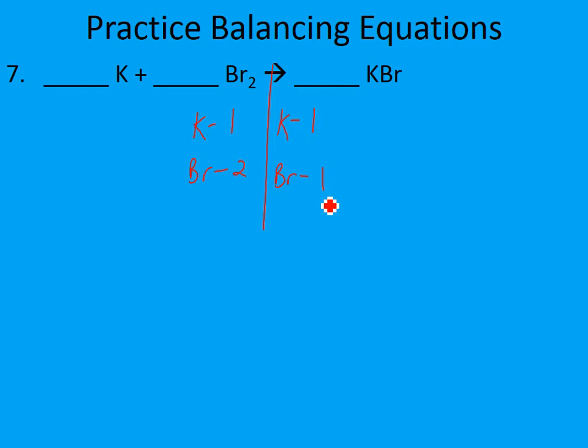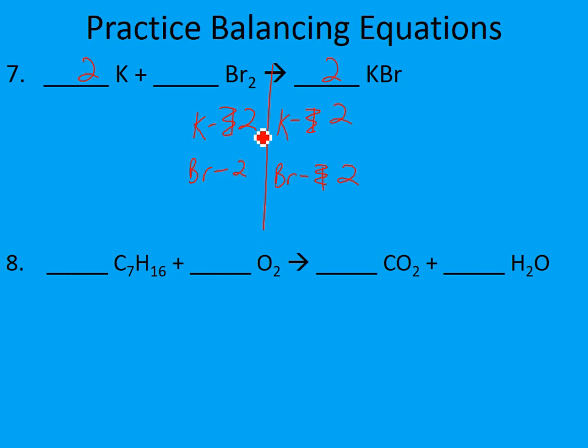Bromine, how do I fix it? I need a 2 here. That gets me to 2 bromines. Does that change my potassium though? Yes, to 2. How do I fix it? I need a 2 over here. That was a pretty easy one, right? Can I reduce 2, 1, 2? Nope. So that's it. Okay, last one.